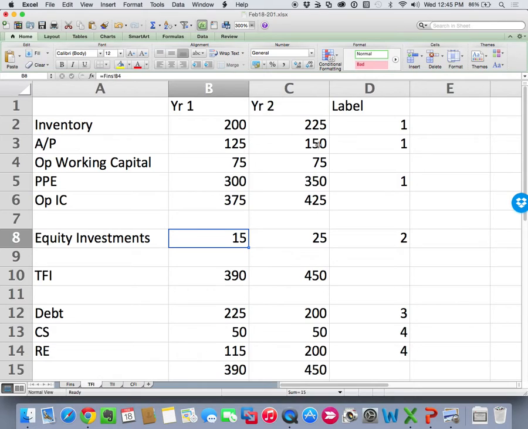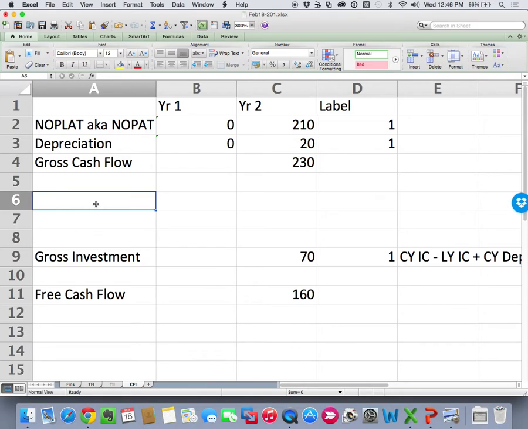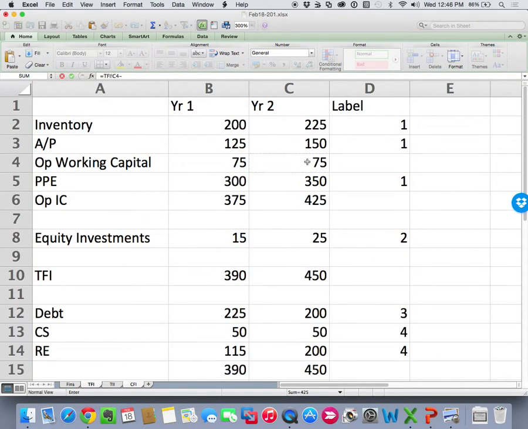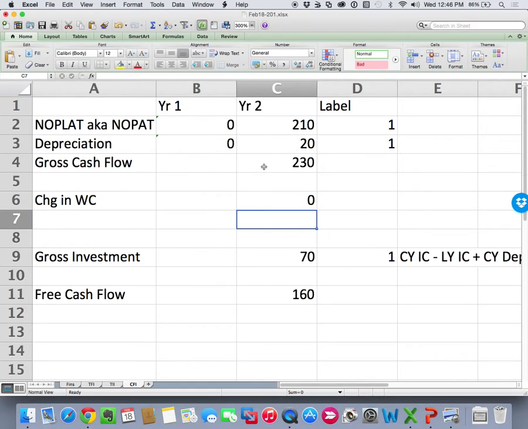So back to this. Operating working capital is 75, PP&E 300 and 350. Add the two together. Operating working capital plus PP&E equals operating invested capital. So let's look at the granularity. Change in working capital is what we really care about. Well, the change in working capital is it went from 75 to 75, which is 0. There's no change in working capital.